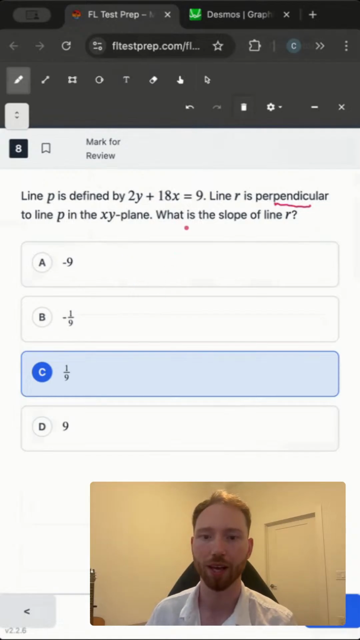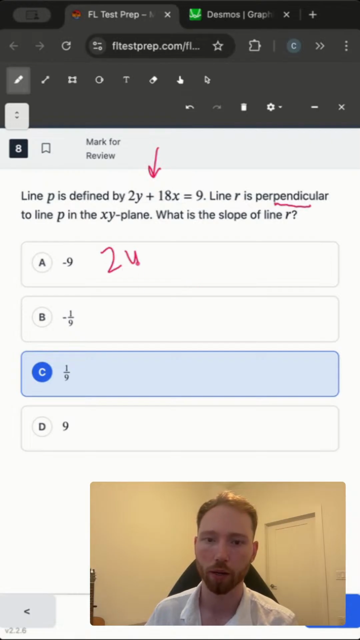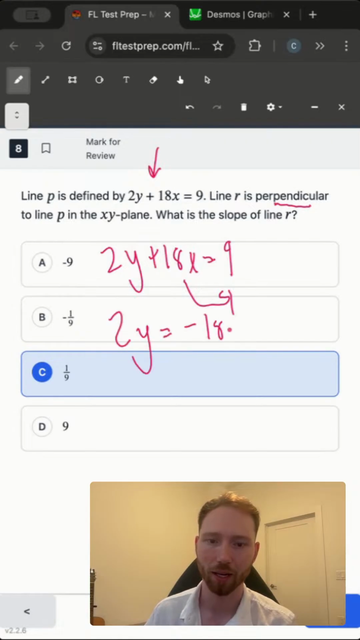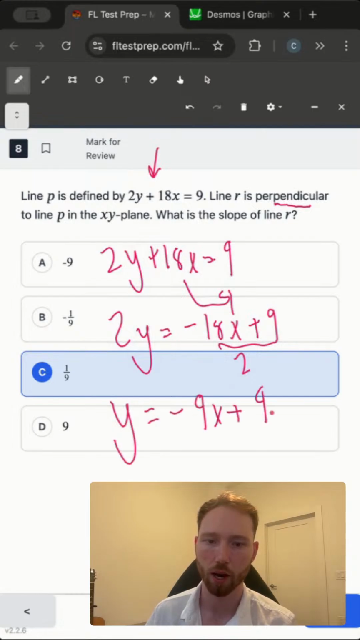So what we need to do here is find the original slope of line P. But they wrote this in the standard form, which is not good. We need to switch it out of that. So 2y plus 18x equals 9. What we want to do is move this 18x over. So we get 2y equals negative 18x plus 9. And now we need to get rid of this 2 by dividing everything by 2. And we get y equals negative 9x plus 9 over 2.